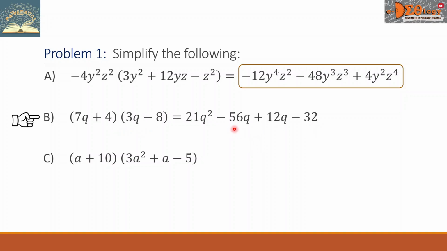We can see here that the two middle terms can be combined. So finally we copy 21q squared. This negative 56q plus 12q is now negative 44q. Then we copy the negative 32.